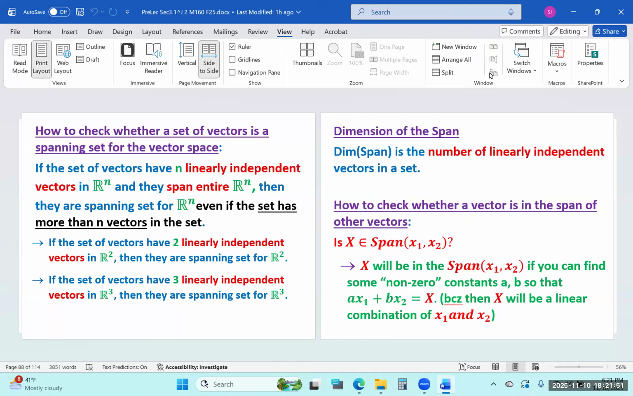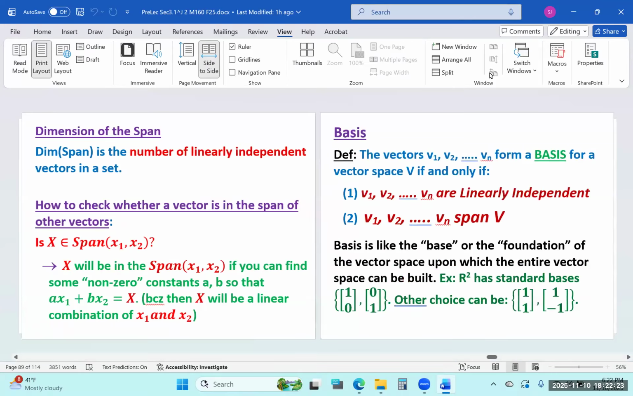Why? Because being in the span means, however much area you cover in your vector space, does the new vector fall inside your area or not? It will fall inside the area you covered if it's a linear combination of the other vectors. But if it's not a linear combination of the other vectors, then it will be outside of the area you covered with your span. Okay? This is what it means. We're going to do examples, but right now, I'm just giving you all the information.